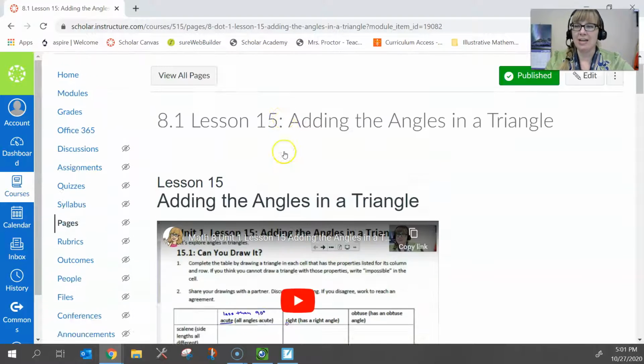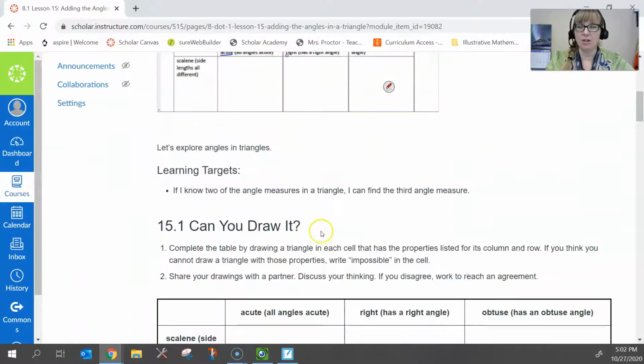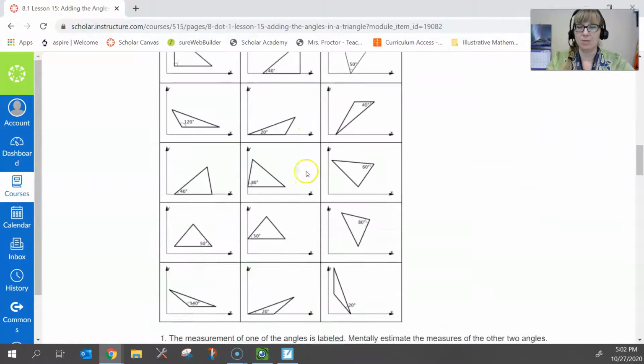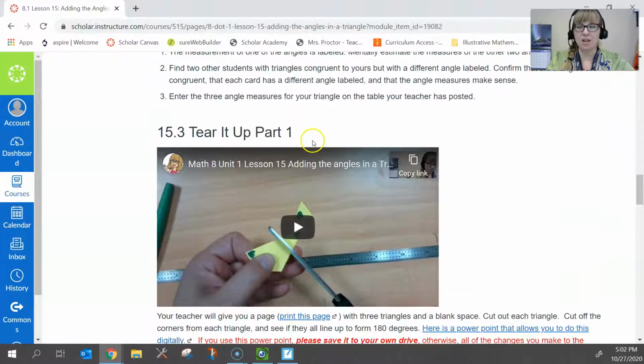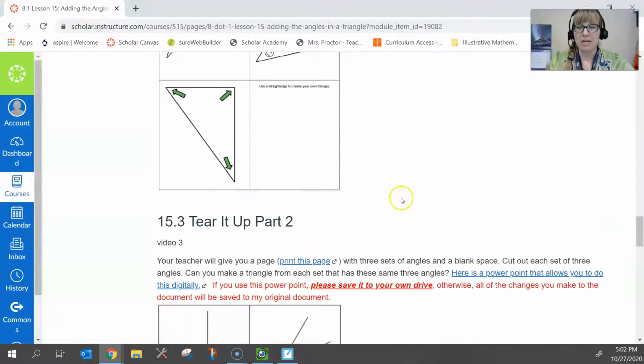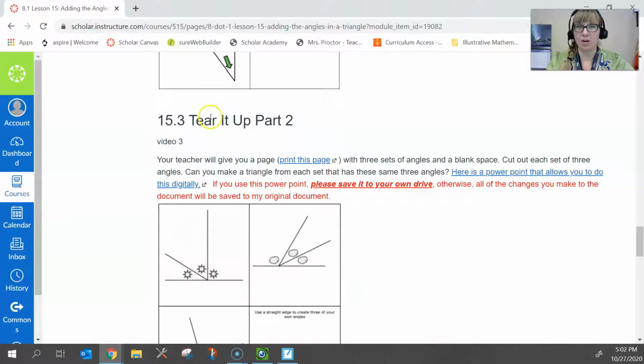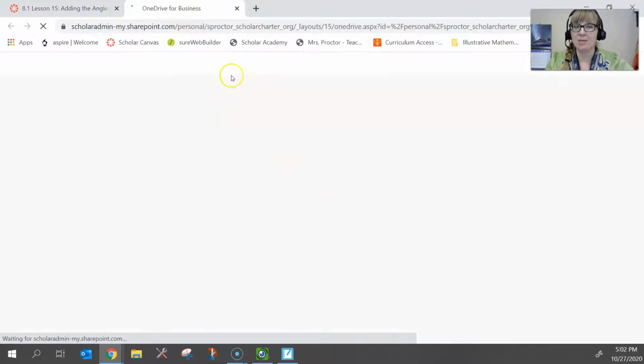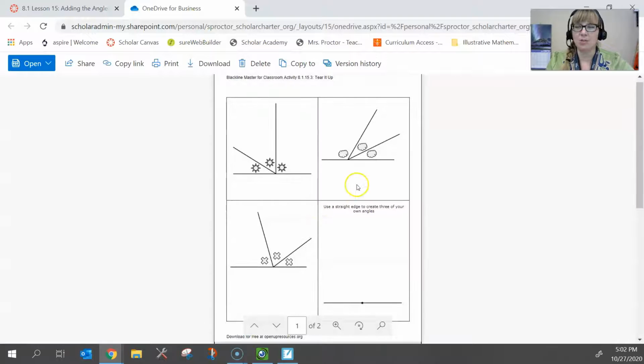When we take a look in Canvas, you will see here's our first video and the corresponding lesson, including the answers. Here's the second video, the corresponding activity. Here we are at the third lesson, the third part of the lesson in the third video. When this video is done, it's going to go right here. Again, you can print this page. When I click on that, it does take me to the same page that it took me to before.